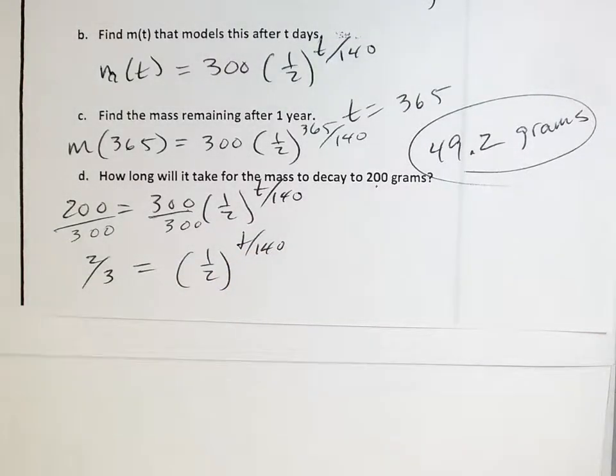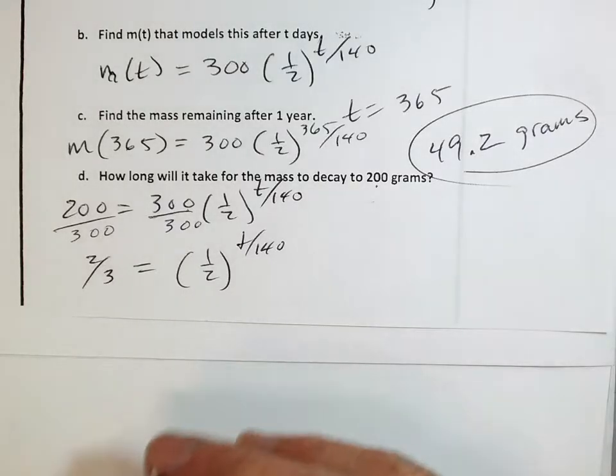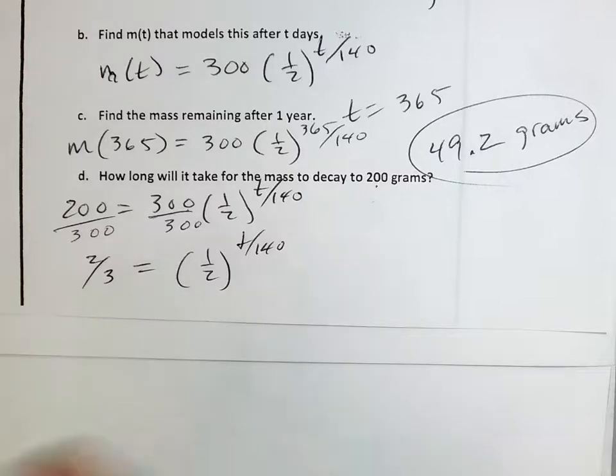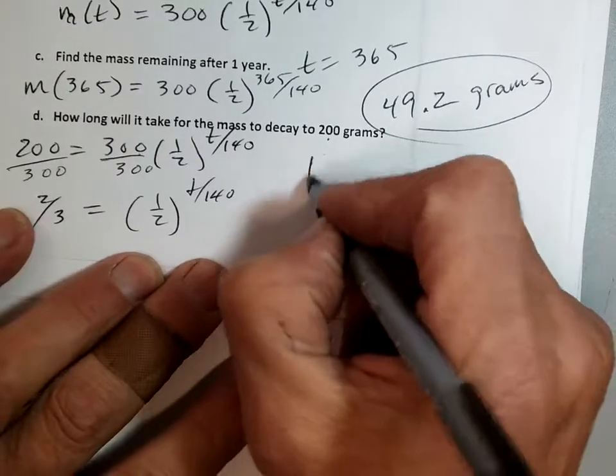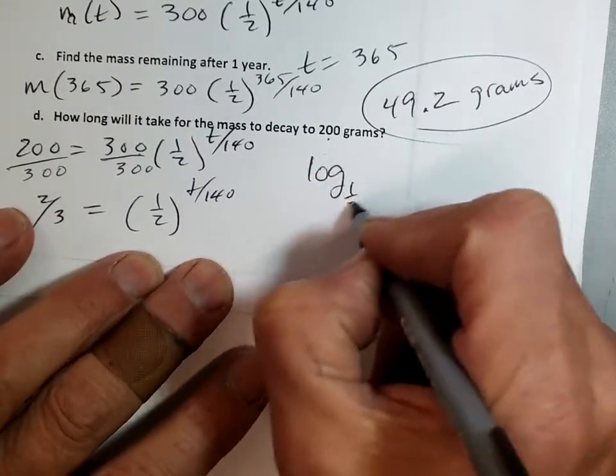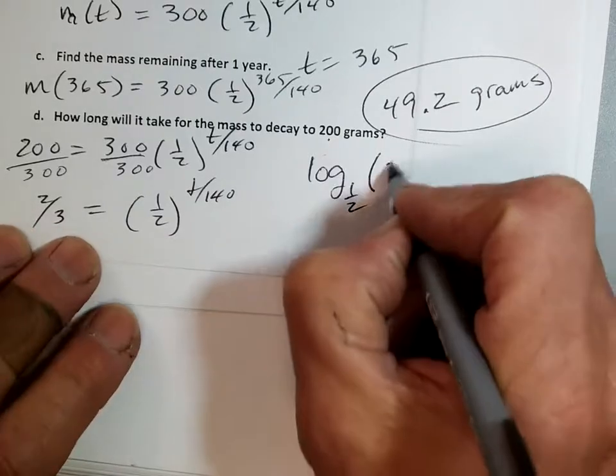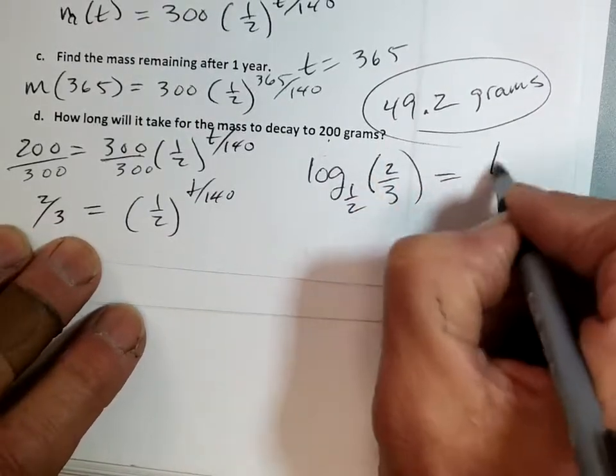I'm going to change it to a logarithm, log base 1/2, which is okay because our calculator can do that. Log base 1/2 of 2/3 equals our exponent, so we're changing it to exponential form. I know, Brittany, you're saying these guys aren't doing much more than we are, but it's just a little bit harder. So log base 1/2 of 2/3 equals t over 140.